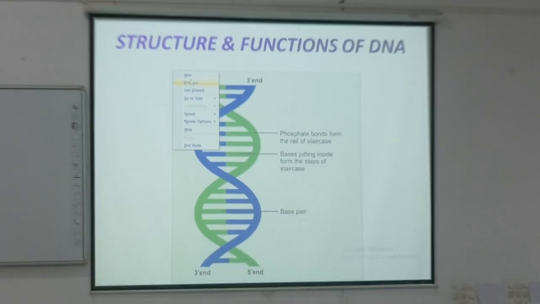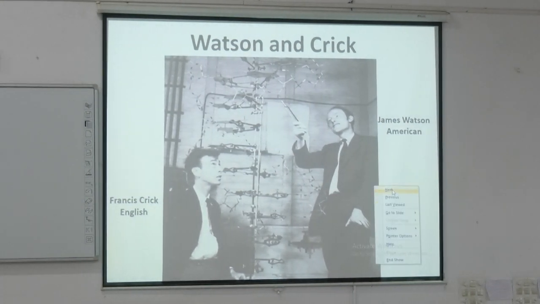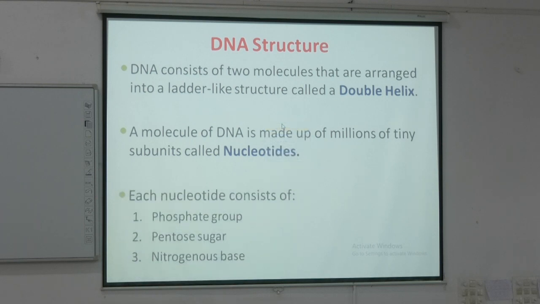Next slide. All of you know DNA is a double helical structure, and millions of nucleotides are present in the DNA. Next slide. And the nucleotide is composed of three things: the base, sugar and phosphate. Next slide.